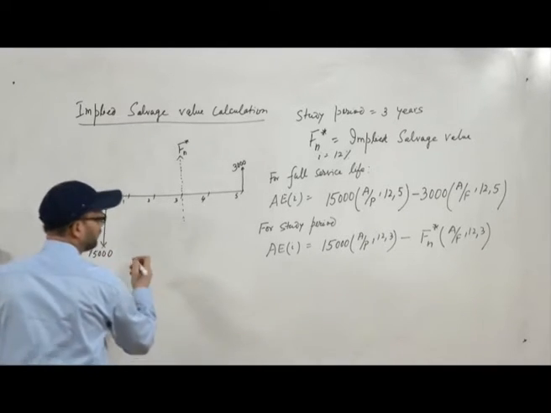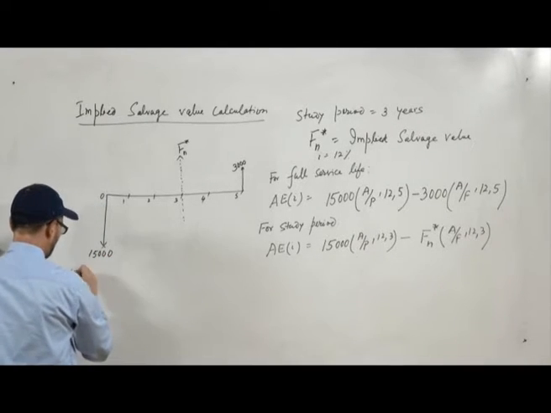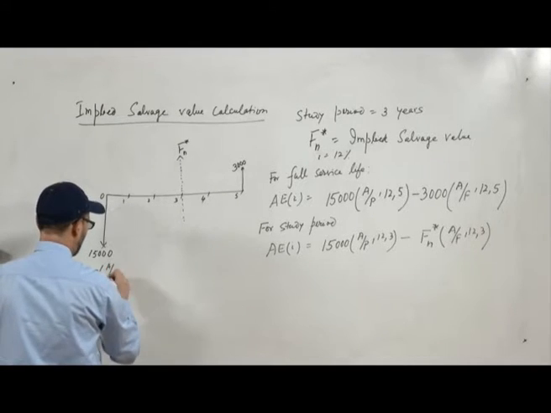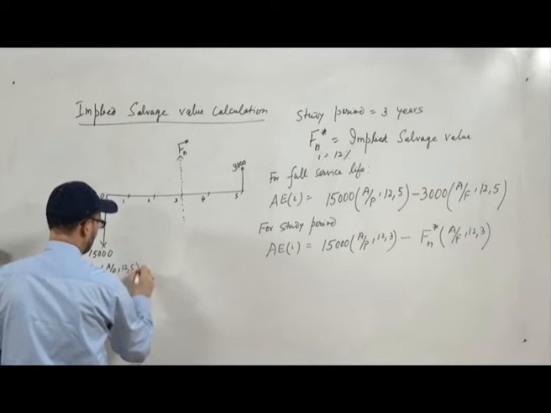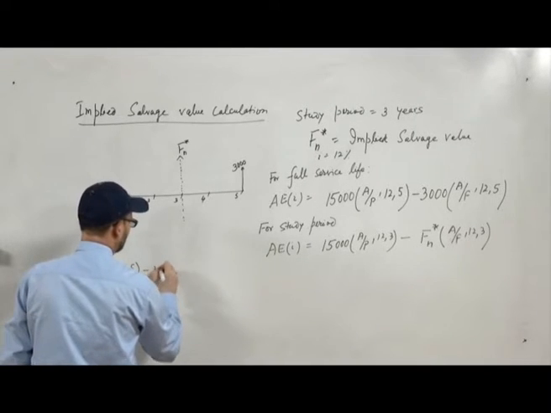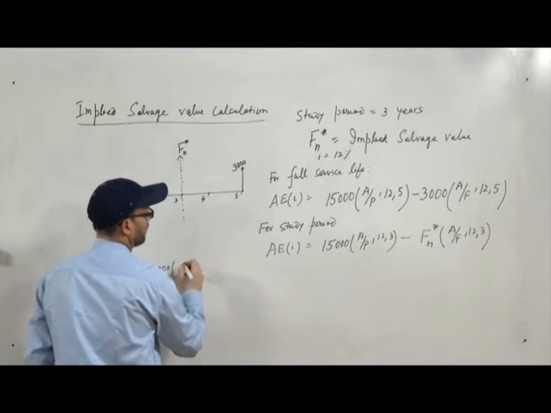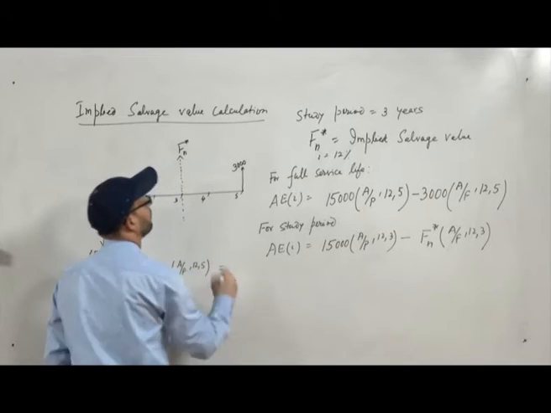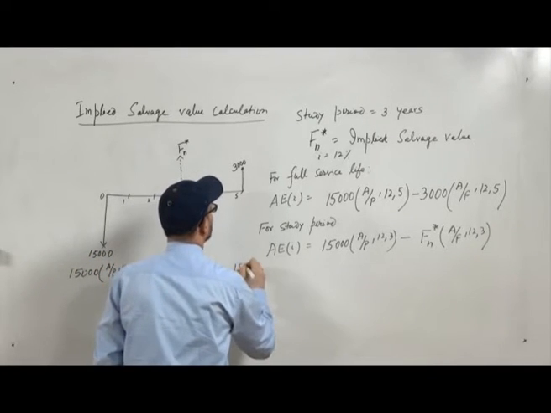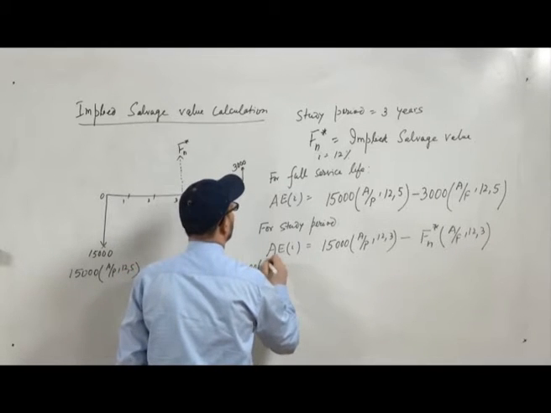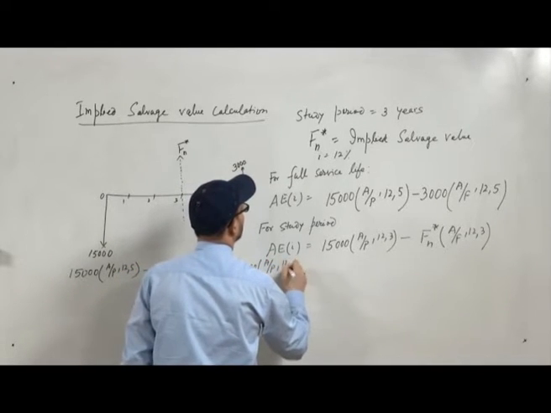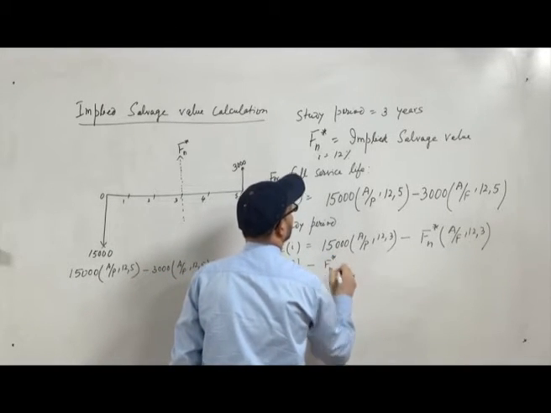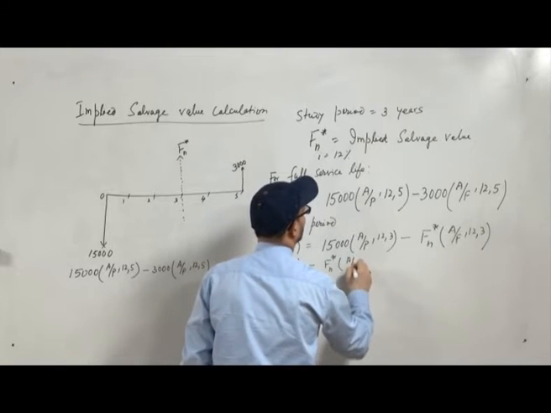So what we see if we equate them: 15,000 A by P 12,500 minus 3,000 A by F 12,500 should be equal to 15,000 A by P 12,300 minus Fn star A by F 12,300.